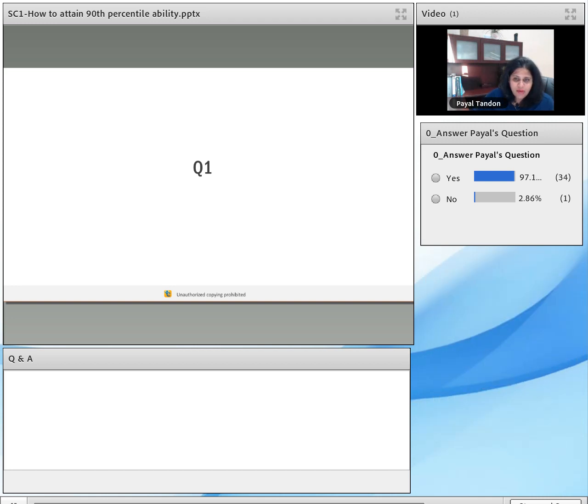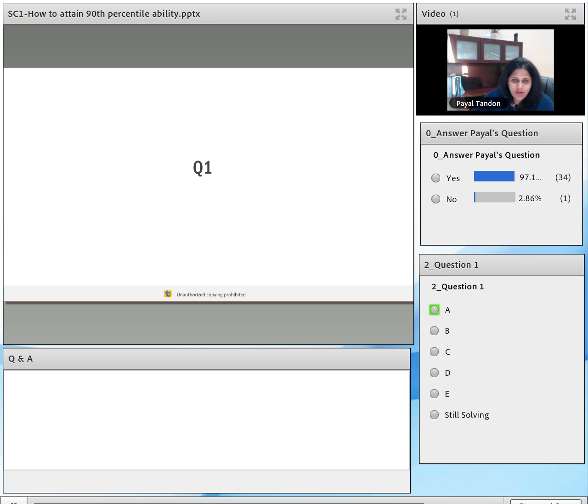I'm going to give you about 1.5 minutes to solve this question, and you solve it using the method that you typically use. Before I show you the question, click on Still Solving here. That way I get to know how many people are engaged with this question. After 1.5 minutes, I'm going to turn my timer on and tell you that your time is done.